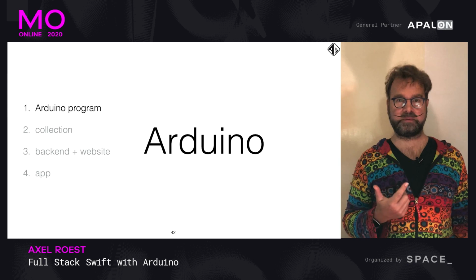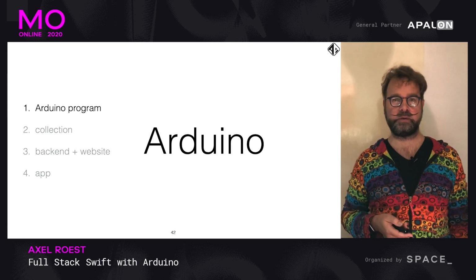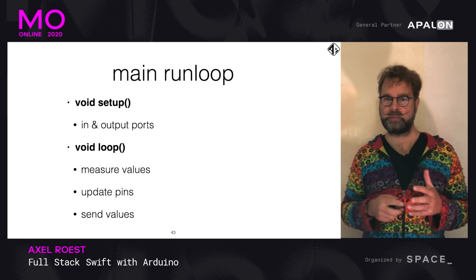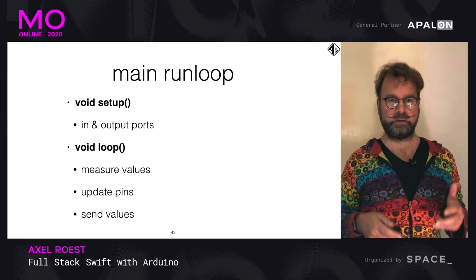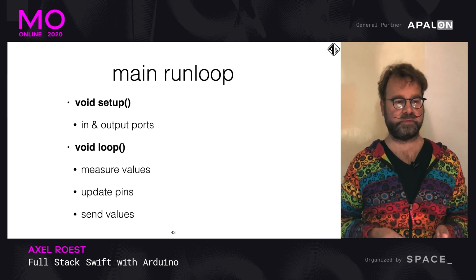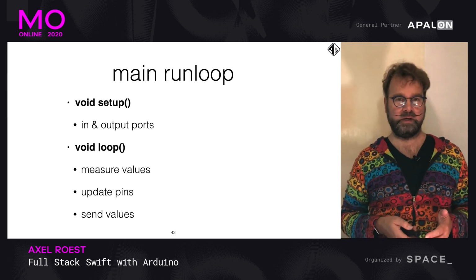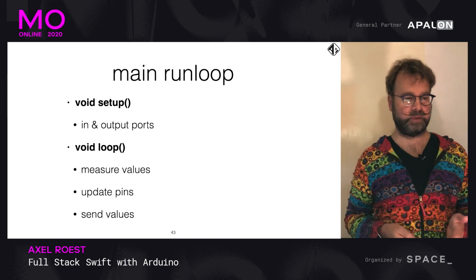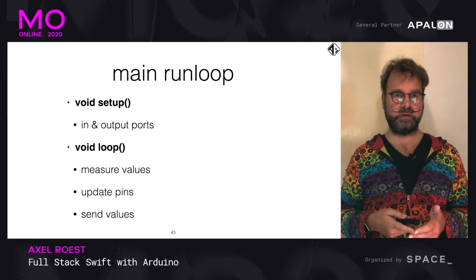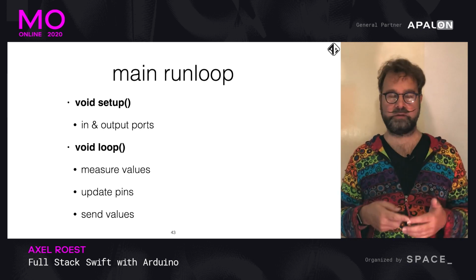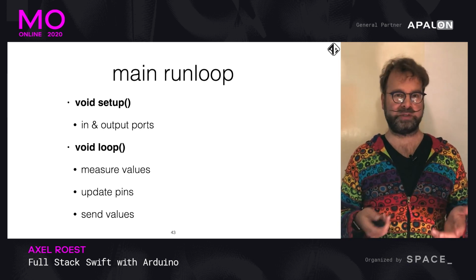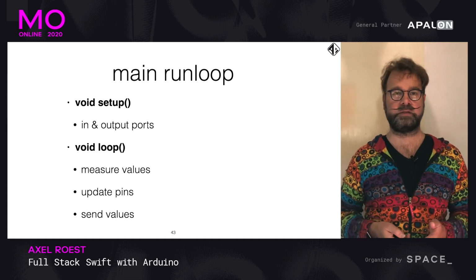So we have 4 steps to do. Let's start with the Arduino program. Remember, there is no OS. There is no OS-demanded run loop. We have to do everything ourselves. So normally an Arduino application consists of a setup part where you define your input and output ports, and your main run loop where you measure values and you set pins and you send values to another device like we do here.